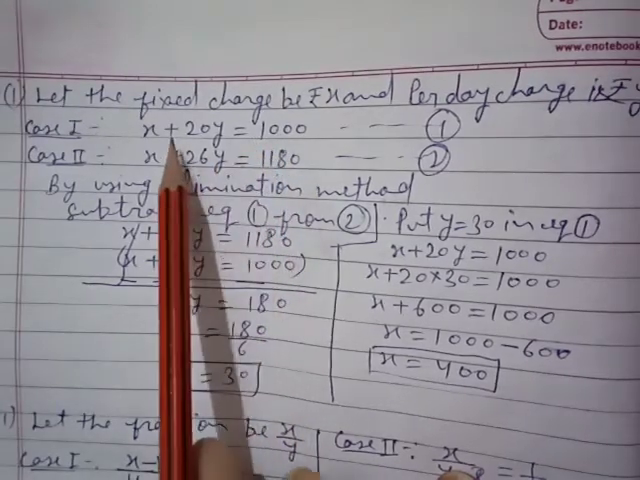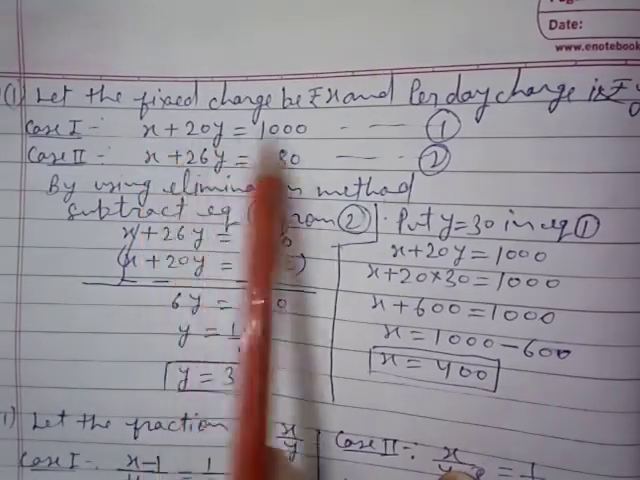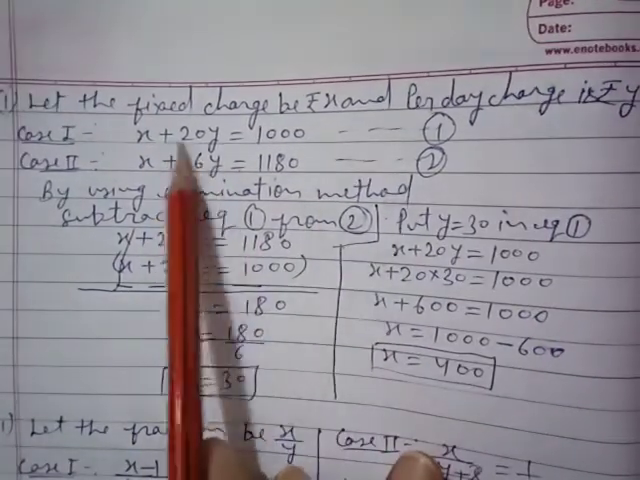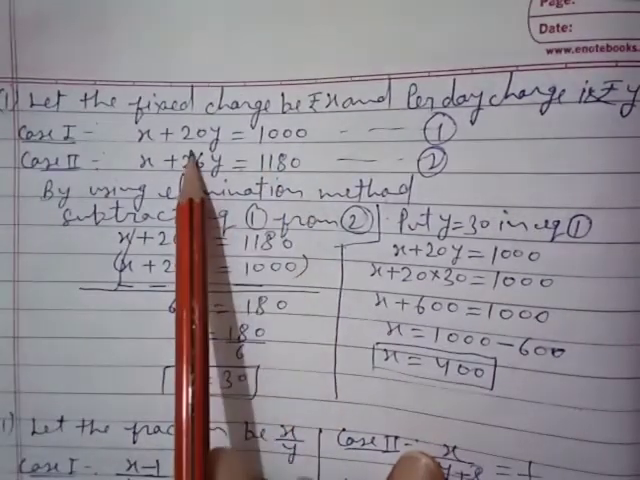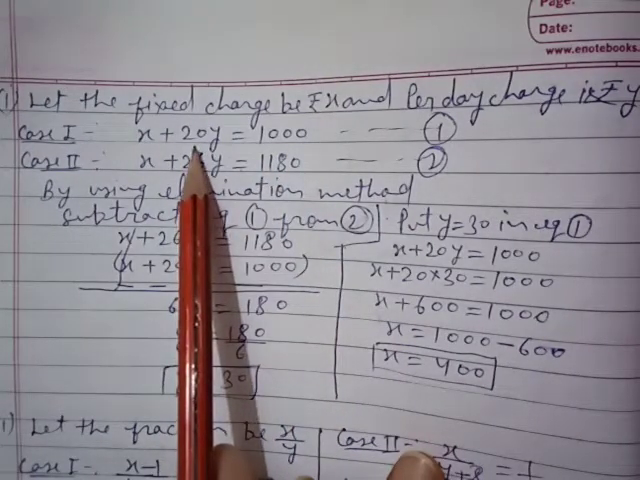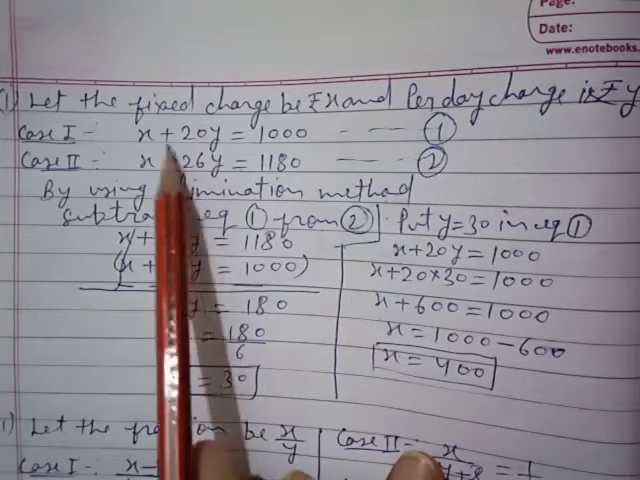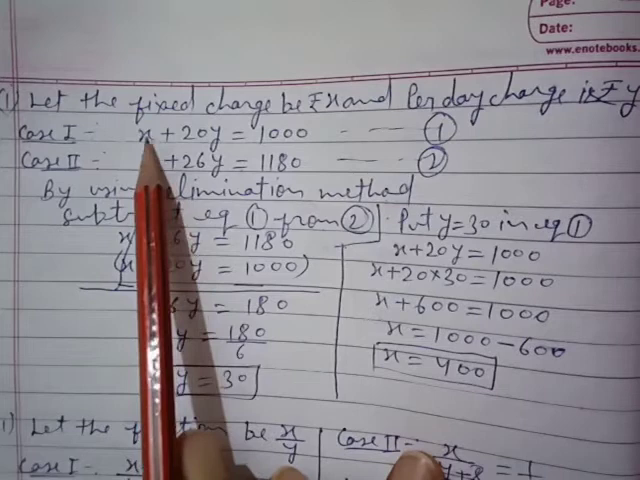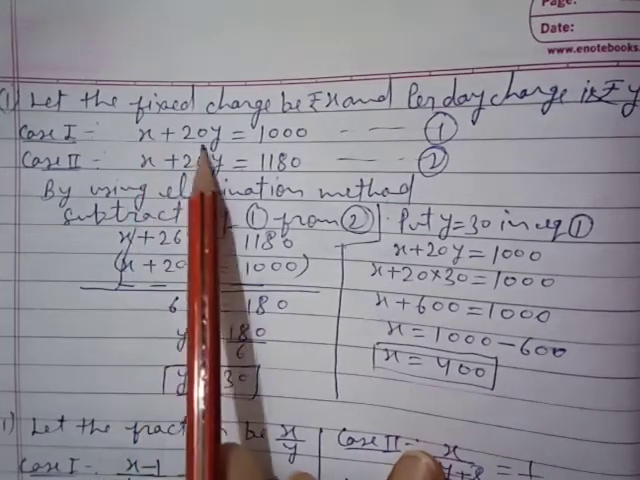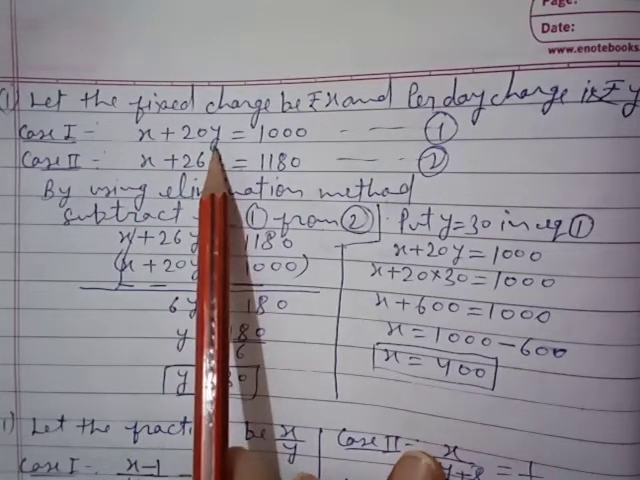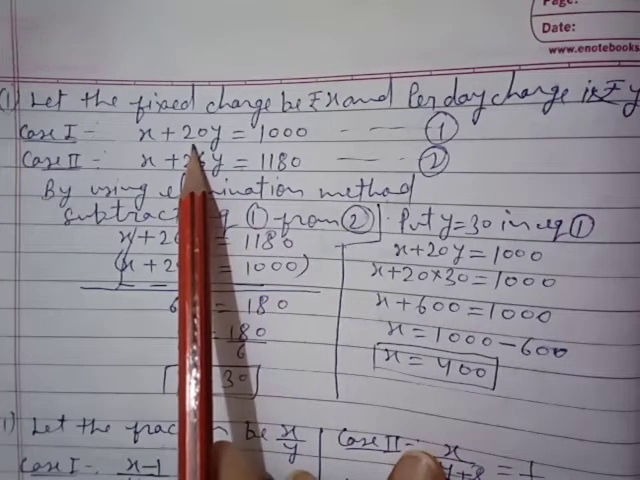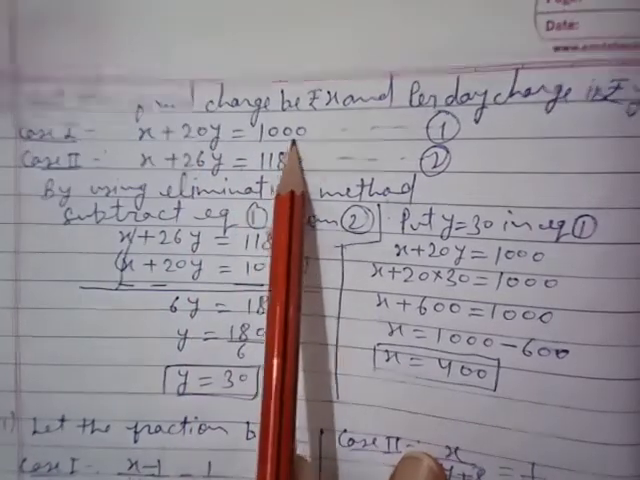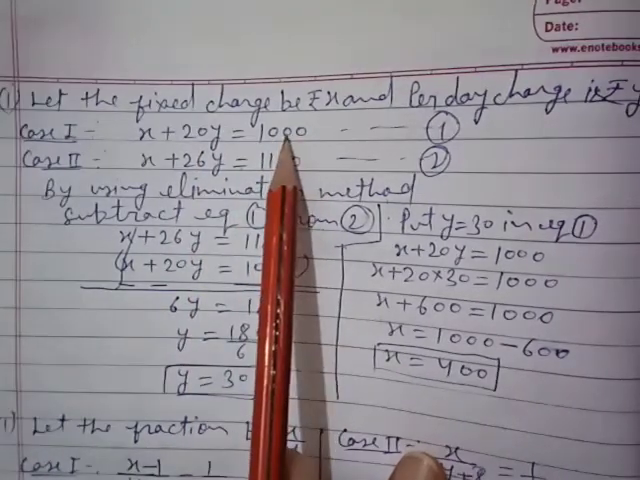So equation will be, because fixed charge is x, everyone has to pay this, and y charge is according to per day. So x plus 20y equal to 1000, because the student has stayed in the hostel 20 days. So x is the fixed charge, y is the day charge. Since she stayed 20 days, so 20y, x plus 20y equal to 1000. This is the first equation.